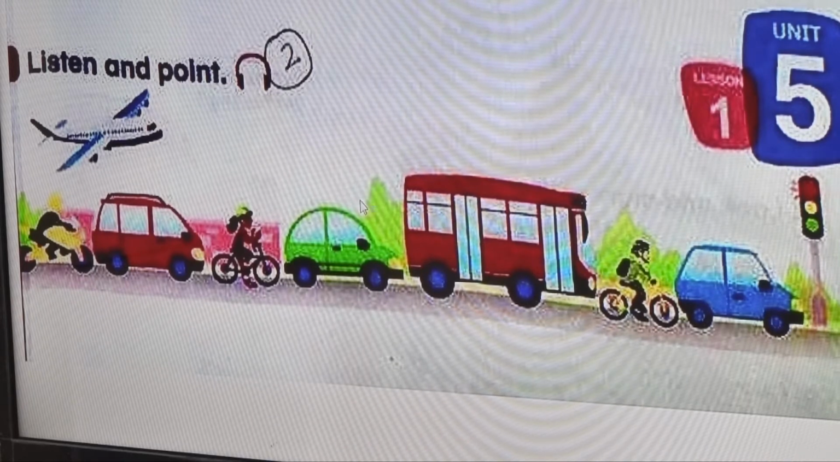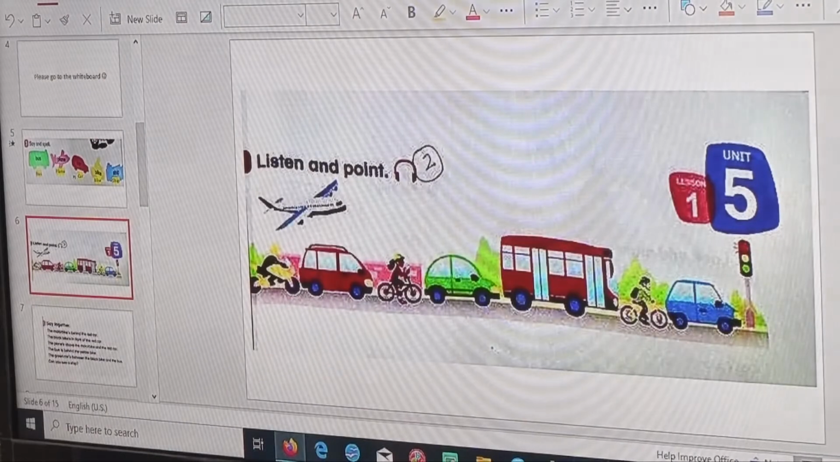Now we have to listen and point. For example, if they say point, there is a red bus in front of the yellow bike. Where is the red bus? Right? You point to this one. Okay? Alright, so now look at your book. I will play the recording now.